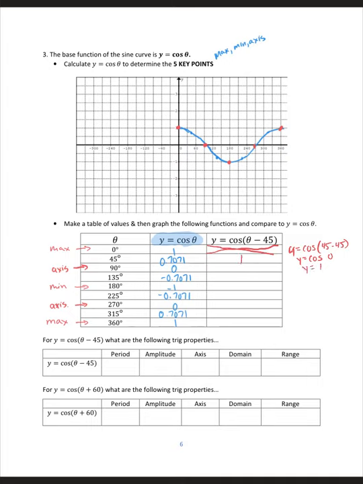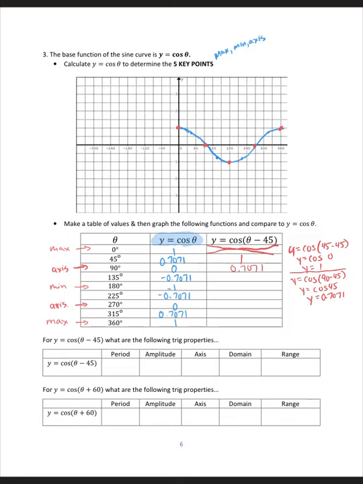Okay, so we'll do one more together and then pause the video and I'll get you guys to do it. So if we're going to do y equals the cosine, and this time we're going to do 90 for our theta minus 45, then we're really doing the cosine of 45, which again, we can look in our table of values for that, and the cosine of 45 is 0.701. So go ahead and fill out this table of values and then plot the new transform graph on your graph above.